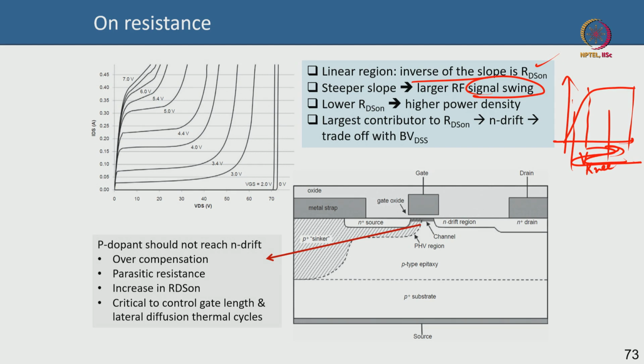To give you a feel, handheld mobile phones use an HBT for instance, where the knee voltage is like 0.5 volt or 0.7 volt, it is crazy. Gallium nitride could have 3-4 volt knee voltage.